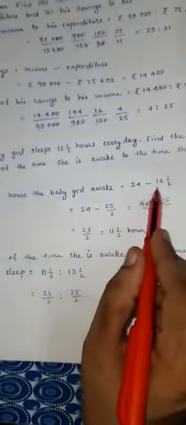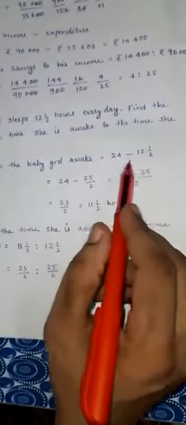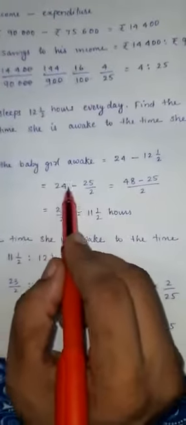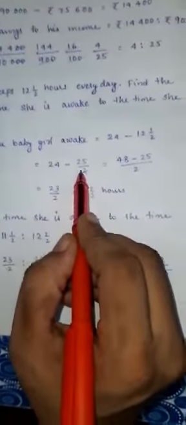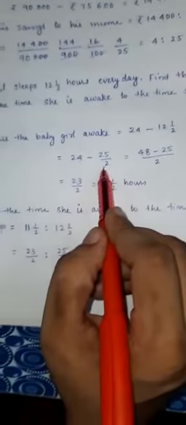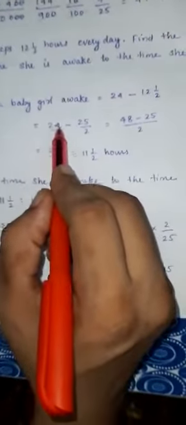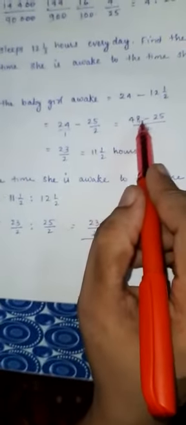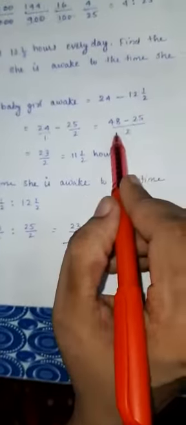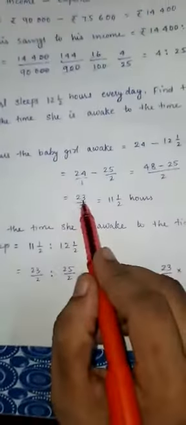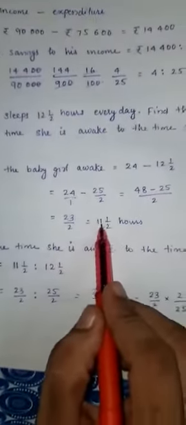So this 12.5, convert into improper fraction. So this is coming 24 minus 25 by 2. Take the LCM. You know, here the denominator is 1. So multiply this part by 2. So this is 48 minus 25 by 2. 48 minus 25 is 23. 23 by 2 is equal to 11.5 hours.